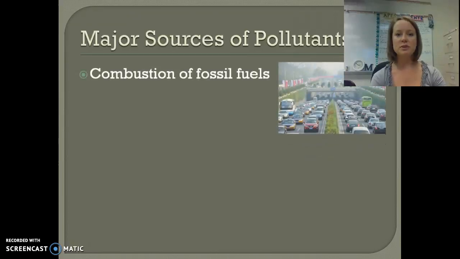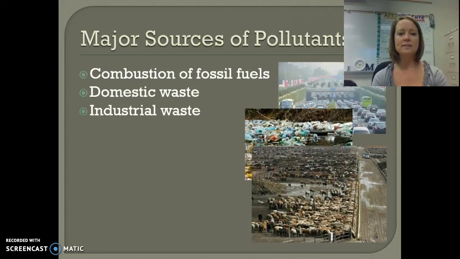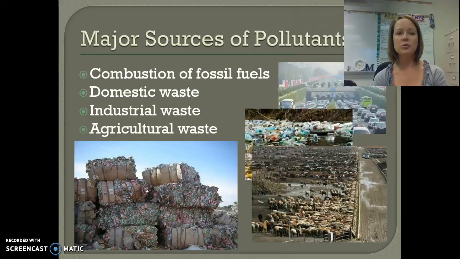Some of the major sources of pollutants, one of the biggest is our combustion of fossil fuels, whether it's for energy, in industry, or transportation. The second is domestic waste, so that's the trash that we throw away on a daily basis. Industrial waste, that's the waste produced that goes into producing our products, both the things that we use and the food that we eat. Agricultural waste would include the runoff from agricultural fields, any sewage from the lagoons at hog farms, or runoff from feedlots in our CAFOs, which are our large livestock operations.